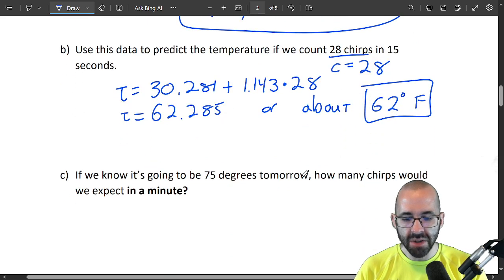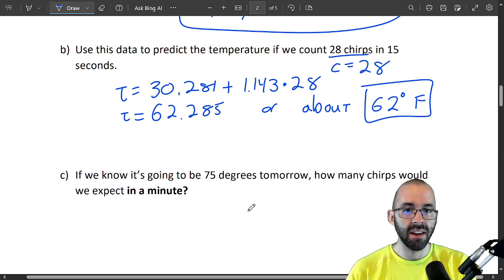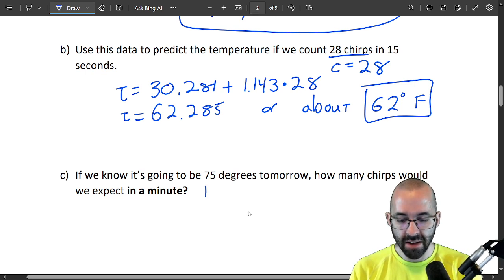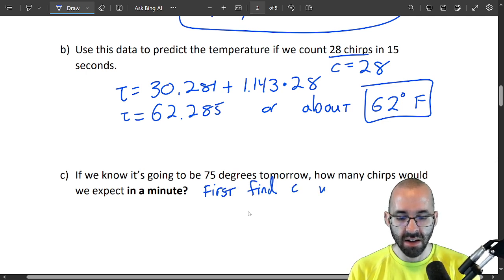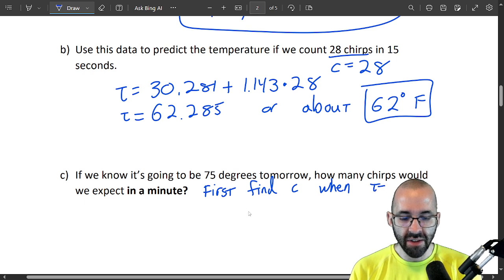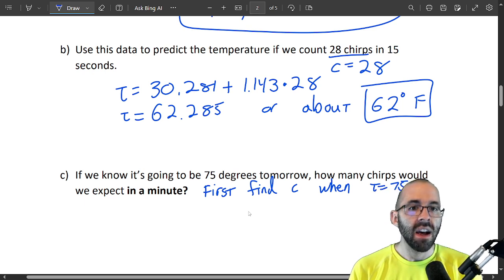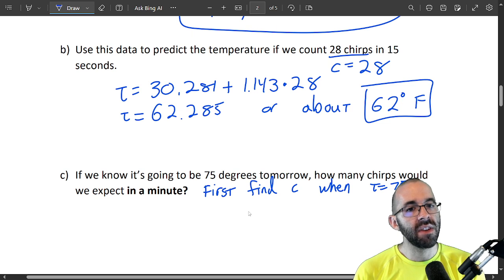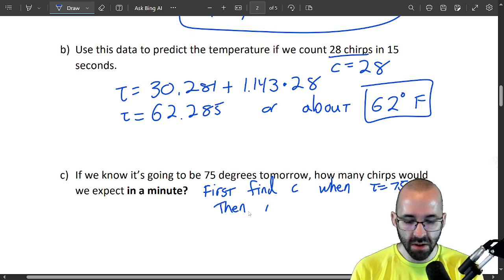And likewise, if we know it's going to be 75 degrees tomorrow, how many chirps would we expect in a minute? So first, find C when it's 75 degrees Fahrenheit. And then C is going to be how many chirps are in 15 seconds. Then we're going to multiply by 4.